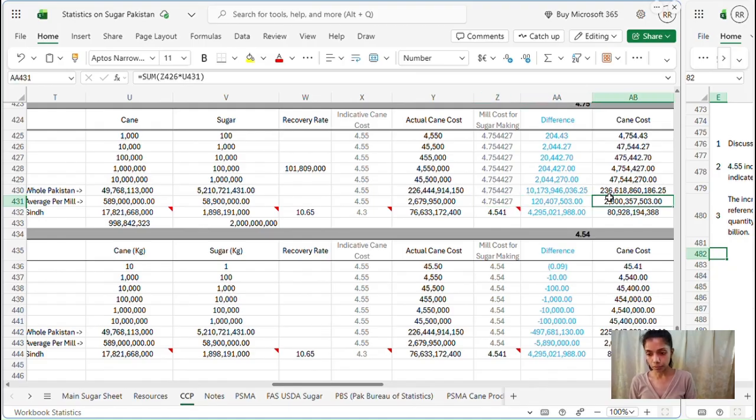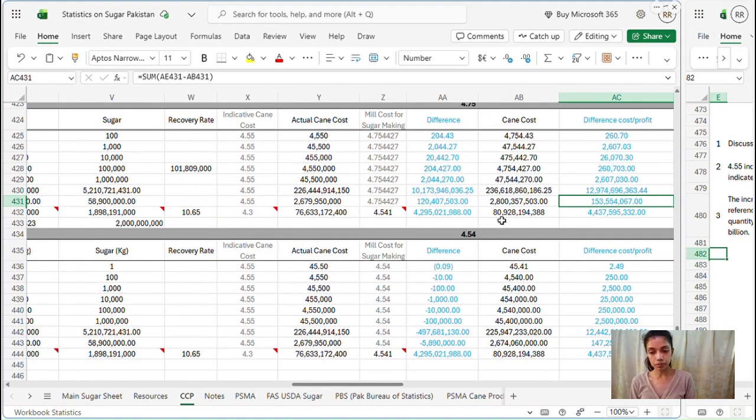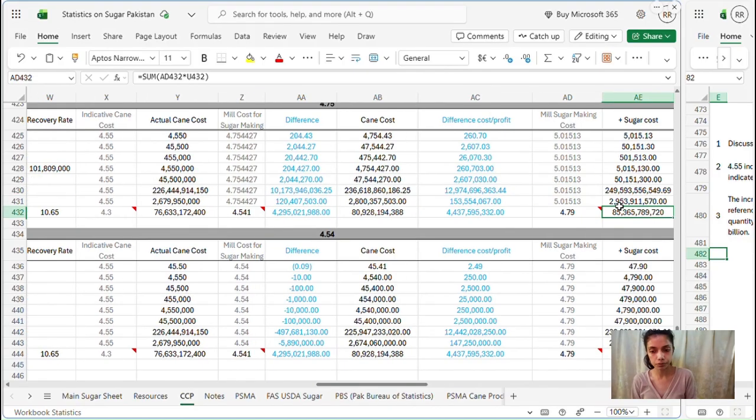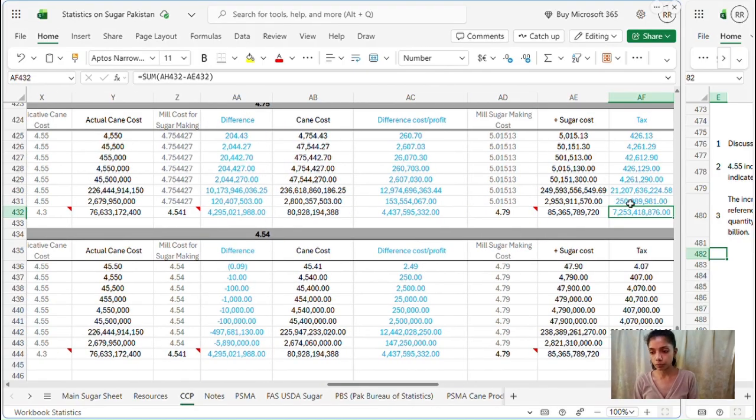So that was all. And we have already discussed how this value adds up, the cost and profit, and all this. So I'm going to wind up here.